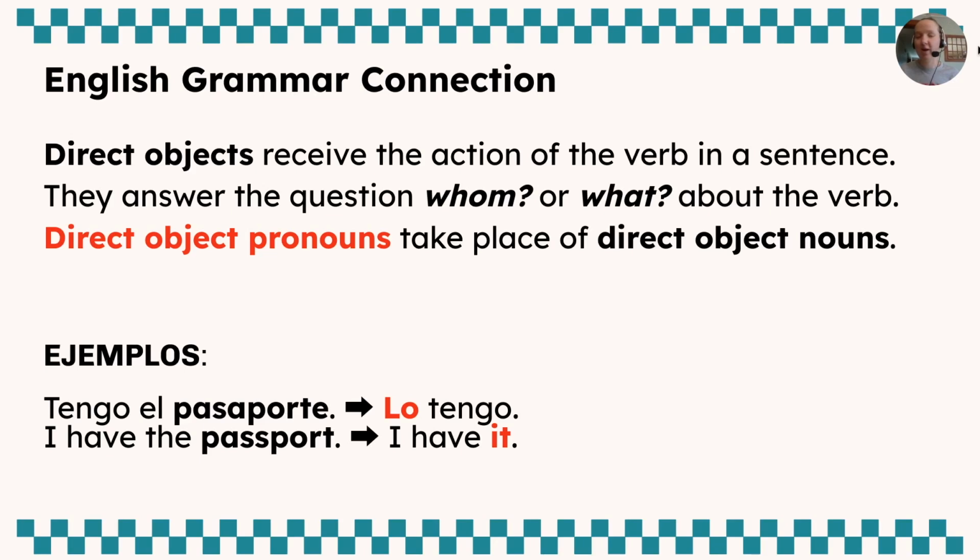So our example here we have in both English and Spanish. English says, I have the passport. The passport is our direct object noun. We're answering the question, what do I have? Well, I have the passport. After the arrow, we see how it changes to the pronoun. That's what we're going to be learning about today, how to take it from using the noun to using the pronoun in a sentence. It is our direct object pronoun. It is taking the place of passport. In Spanish, lo is our direct object pronoun. It's taking the place of pasaporte.